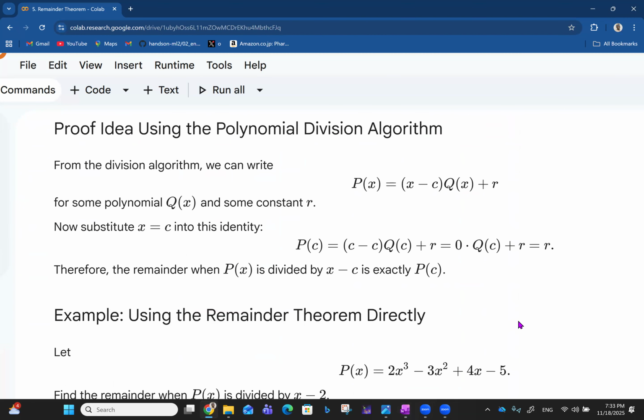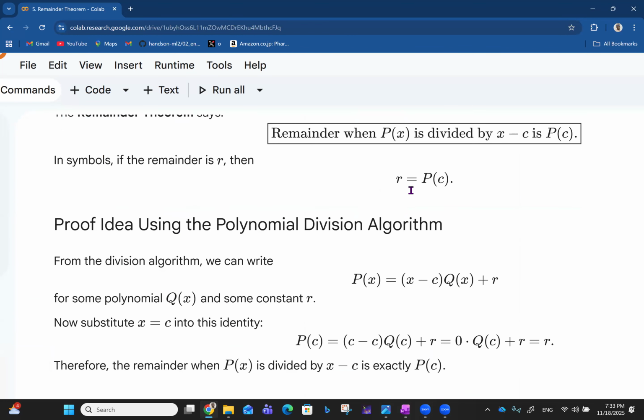So now, the proof idea using the polynomial division algorithm. Just something to explain. From the division algorithm, we can write that p of x is x minus c multiplied by q of x plus r. That's dividend equals divisor multiplied by quotient plus remainder, for some polynomial q of x and some constant r.